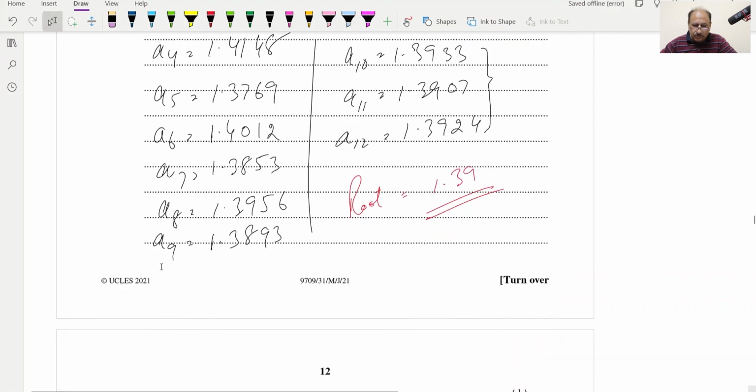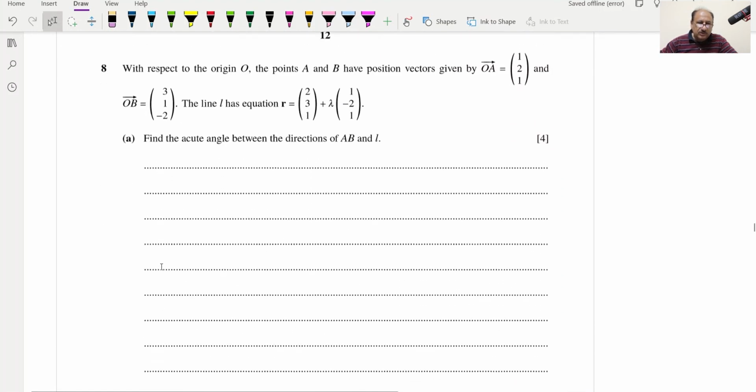Hopefully you understood this. Now question number 8. Question 8 says, with respect to origin, the points A and B have position vectors given by OA and OB, column vectors provided. The line L has the equation given. Find the acute angle between the directions of AB and L. So for the acute angle between AB and L, we can draw a rough diagram.